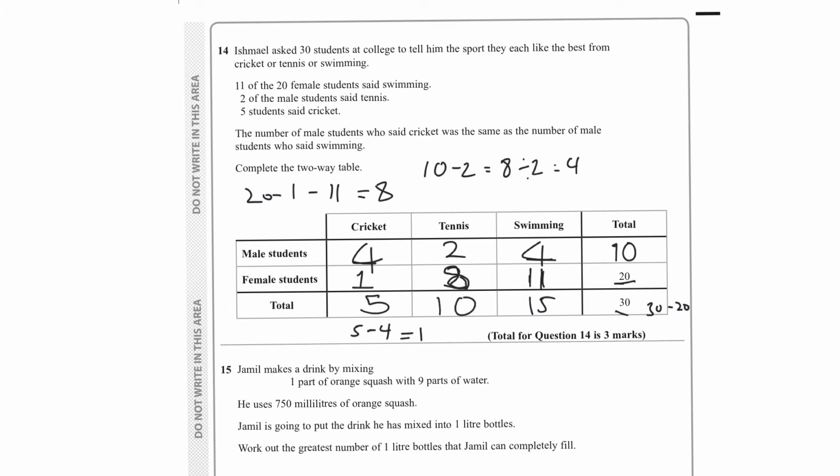And just to cross check everything's right, make sure that all the totals add up to the correct total. So 15 plus 10 is 25 plus 5, which is 30. Looks good. The 10 at the top's all right, and the 20 at the bottom's all right. And all these totals at the bottom look okay as well.